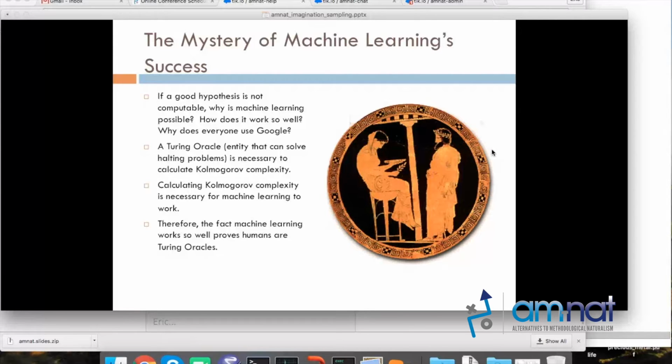And as I talked about before, calculating Kolmogorov complexity is necessary for machine learning to work. So therefore, the fact that machine learning works very well is proof that we have Turing oracles solving our problems. And essentially, we are Turing oracles, because we're the only non-computational entity involved in the whole process of machine learning.